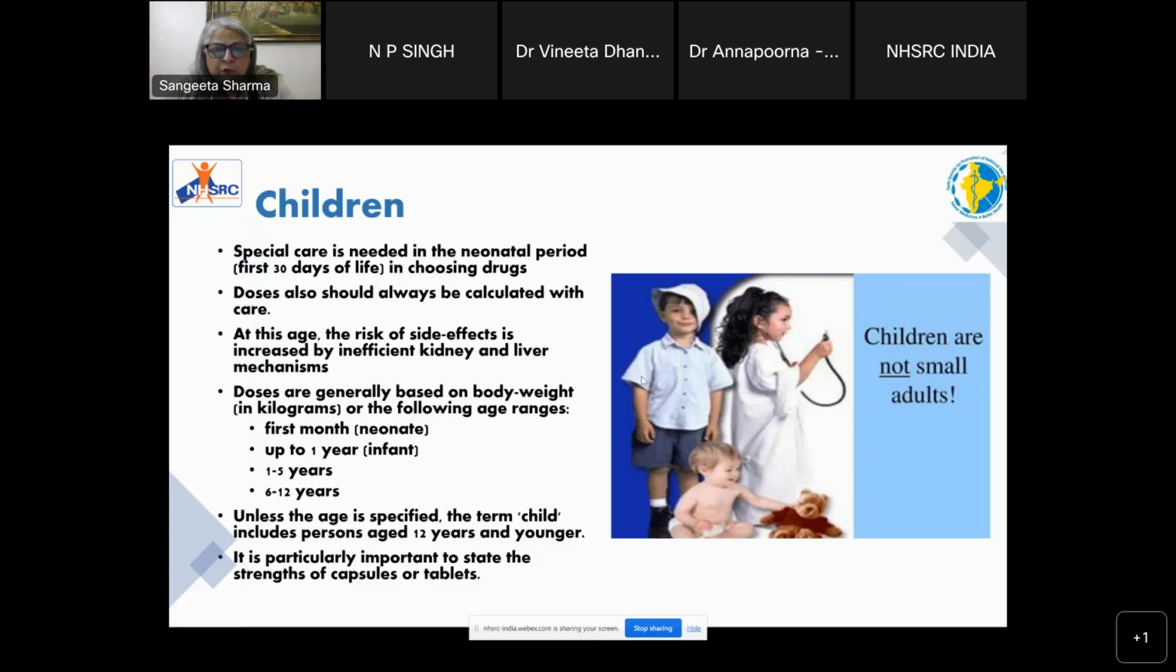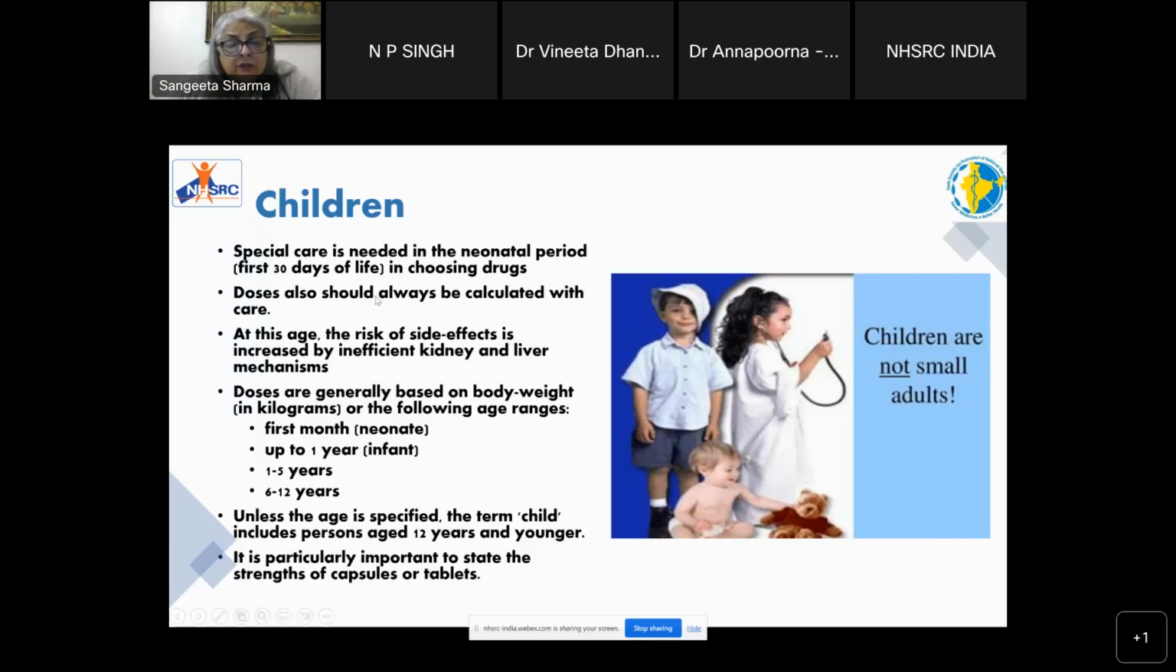So with a small difference in the body weight, there would be a change, and these children can be at risk of side effects, particularly when they have inefficient kidney or liver mechanisms. So be careful about the age, unless specified. Also, there is a lot of conundrum about what should be the age. Different people take, some take 18 years, some take 14 years, but generally, by and large, I think in India, 12 years or younger are considered as children.